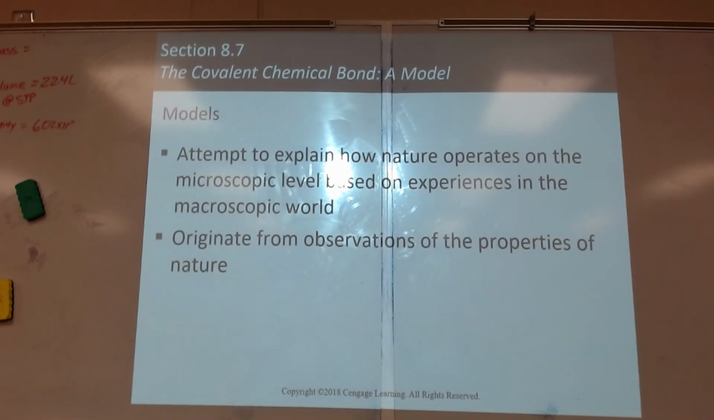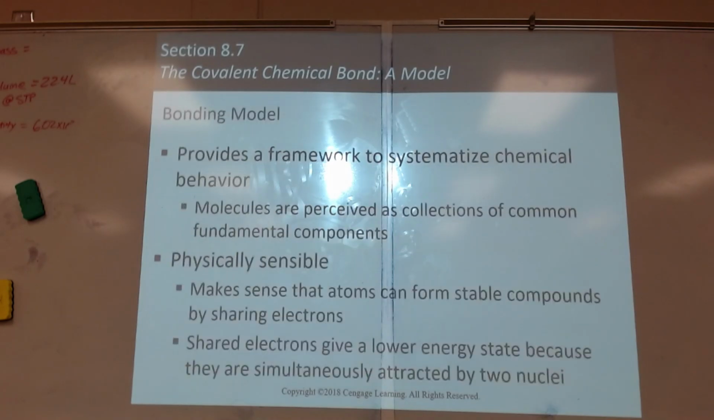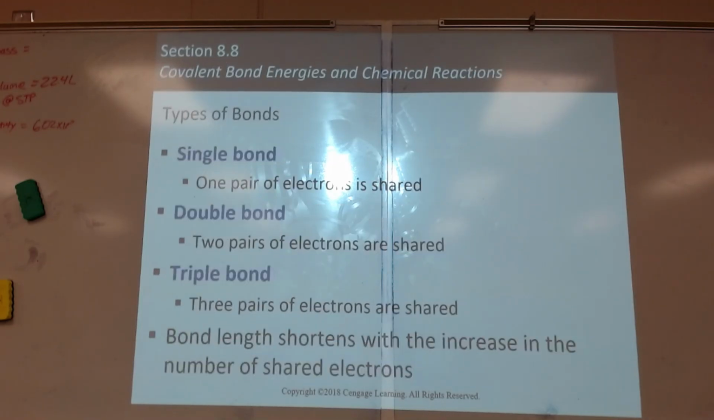Yeah, okay. When it stops behaving like this, we break the model. We don't go back and say, well, nature must be wrong. We break the model and we start over. This is what's gotten us to this point. And we all know if we're good scientists, we're going to keep breaking models and keep moving on. All right, so the bonding model is a framework that helps us think about how chemistry behaves. They are perceived as collections of components. Makes sense from a physical perspective.